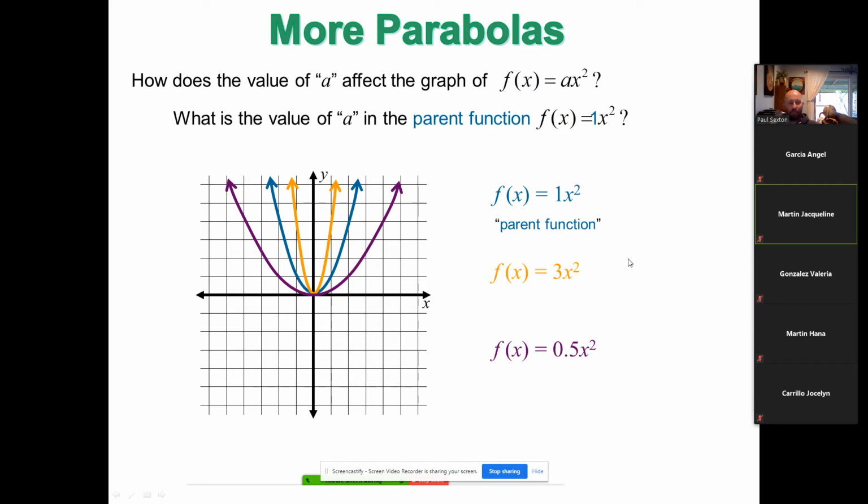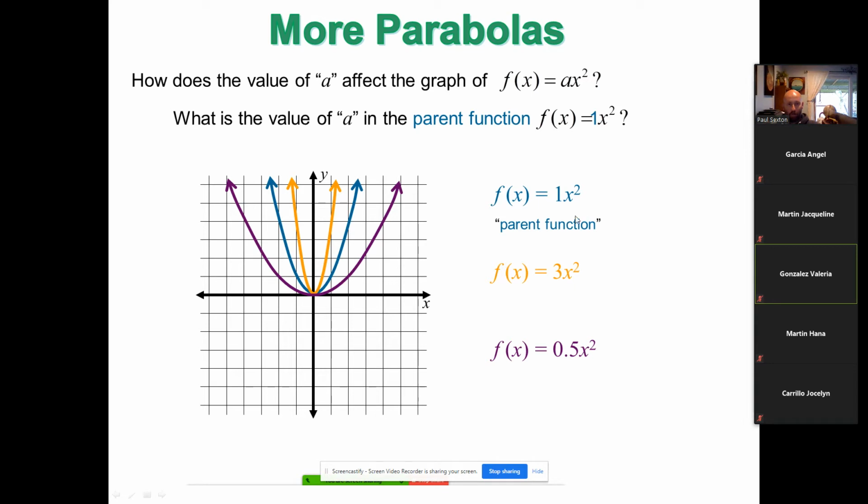Any questions so far? Mr. Six, how do you know how to graph it? I don't understand how you knew what to put for 3x squared. For 3x squared, don't worry about the graph. You don't have to graph it perfectly. Just make it skinnier than the blue one. That's really all you need to know, that it's skinnier. And the 0.5x squared is wider. You don't worry about graphing it perfectly. Does that answer your question? Yeah. Okay.